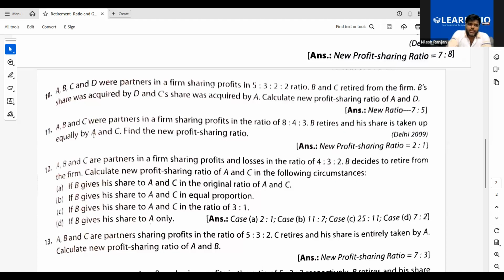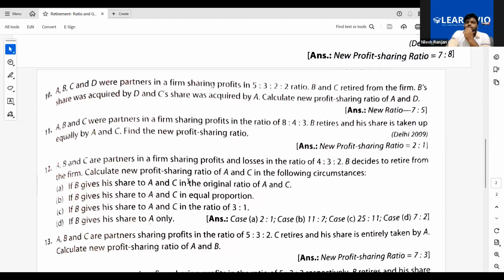So question number 11. Try to solve this if you are able to. I will explain after that. Okay. Maria, you are solving the question? Yes, sir. It's 2 is to 1. Yes. Okay.